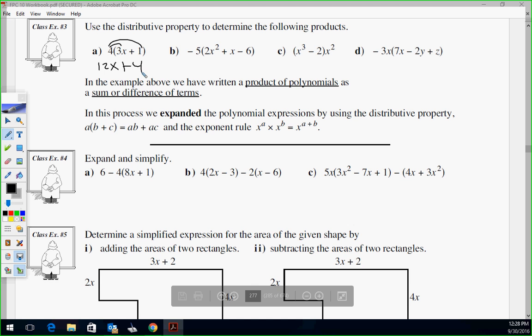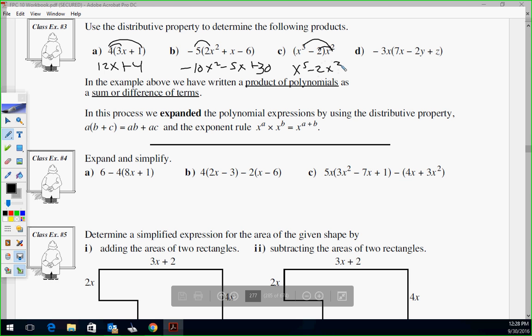Okay, with this one, we have an x squared, but still, it's the 2 and the 5 that are getting multiplied. The x squared just stays. Negative 5 times x is a negative 5x. Negative 5 times negative 6 is positive 30. We've got some exponent work here. X cubed times an x squared is an x what? X to the 5, yep. So that's x to the 5, and that's negative 2x squared.